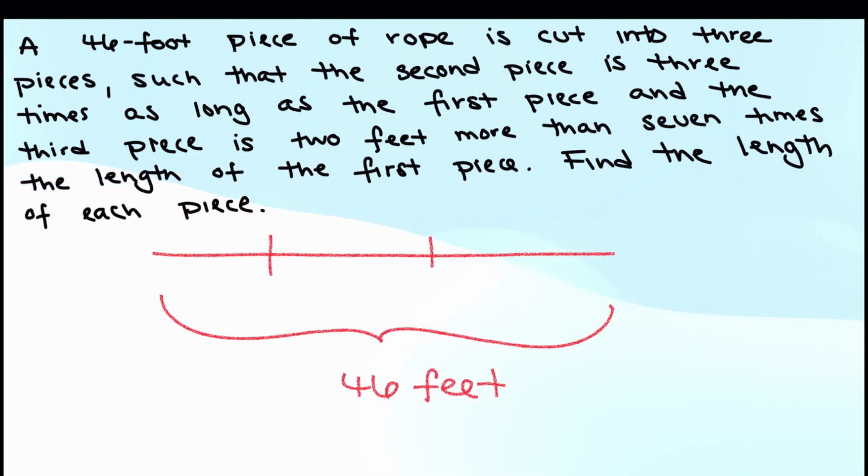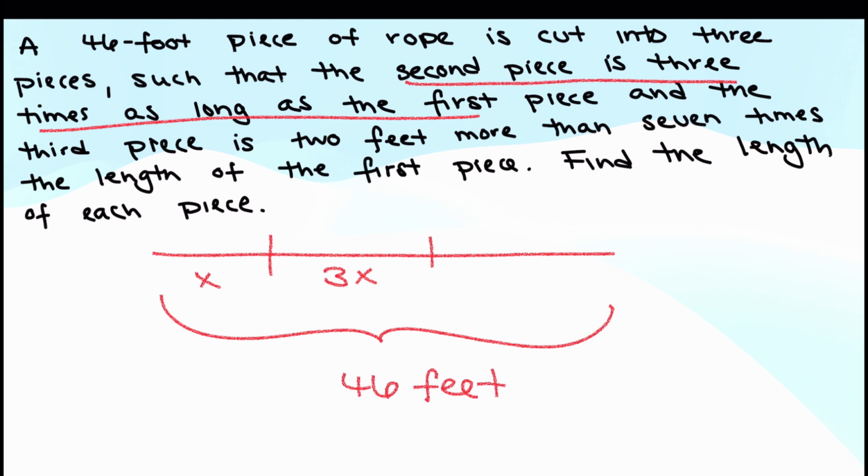So we have a piece of rope, and the total length of that piece of rope is 46 feet, and we're making 2 cuts so that we have a total of 3 pieces. I'm told that the second piece is 3 times as long as the first piece. So that means if I call the first piece x, the second piece would be 3x, 3 times the first.